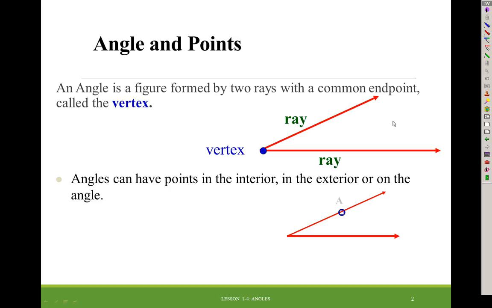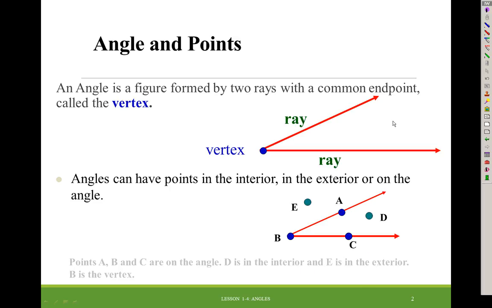So for this example, we've got an angle with several points. Points A, B, and C are on the angle. D is in the interior, and E is on the exterior, and B is the vertex.